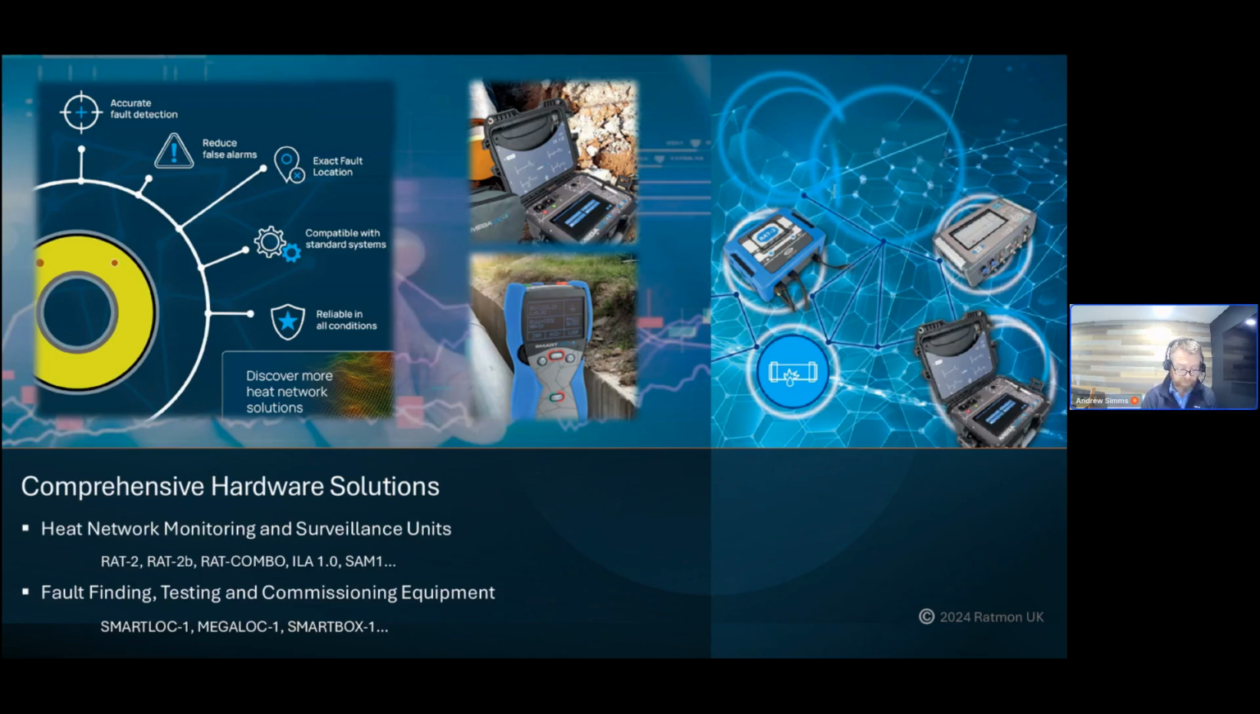So for hands-on fault finding and commissioning, we offer a range of tools. The Megalock is a portable device, ideal for on-site fault detection and localization. The Smart Lock is a diagnostic device specifically engineered to support the installation and testing of pre-insulated pipe systems. And the Smart Box is a flexible diagnostic solution for fault simulations within the network, so it supports fault finding, testing and commissioning of new installations or repaired pipelines.